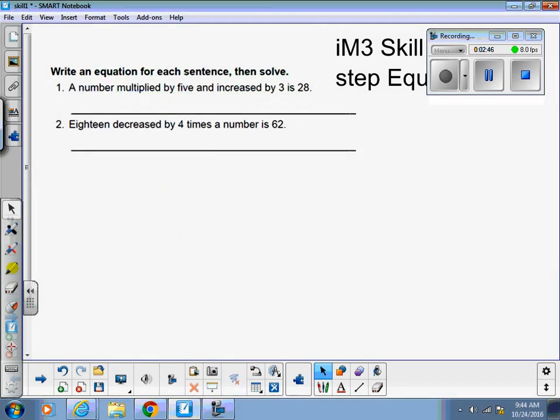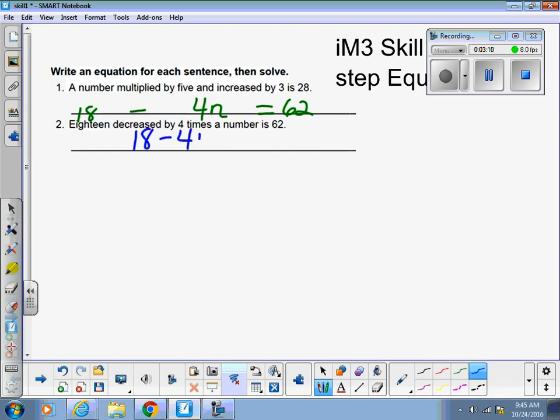Alright, so now for number 2, we have 18 decreased by 4 times a number is 62. So again, we are going to start to translate: 18 decreased, minus 4 times the number, we do not know that number, is equal, and then we have 62 here. So writing it nice and neat, we have 18 minus 4n equals 62.